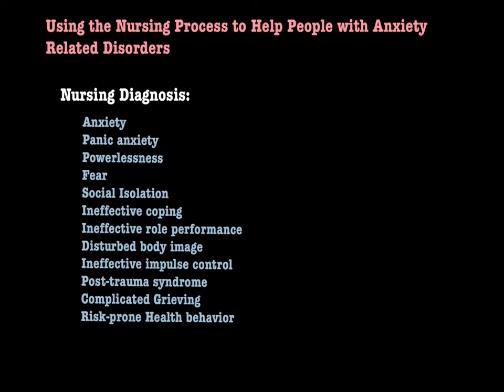You can have complicated grieving for the patient who, this also goes with depression, but if the grieving is complicated by panic attacks or acute stress disorder or adjustment disorder, that person is not following a normal path to resolving their grief. We can use that diagnosis. Risk-prone health behavior: these are people who self-medicate, people who have disordered eating, people who engage in any type of risky behavior because it alleviates their anxiety. So those are some good nursing diagnoses.